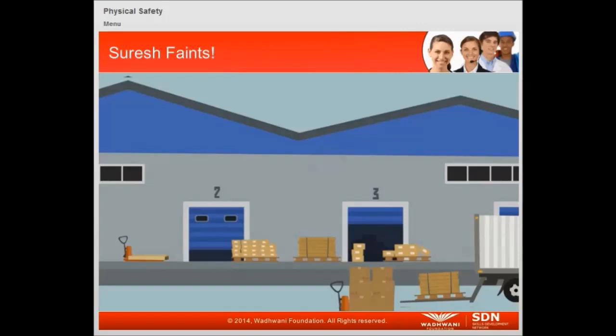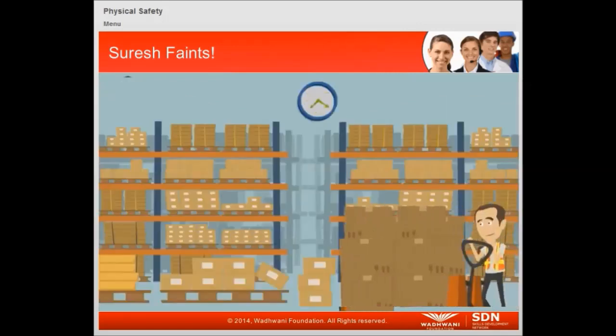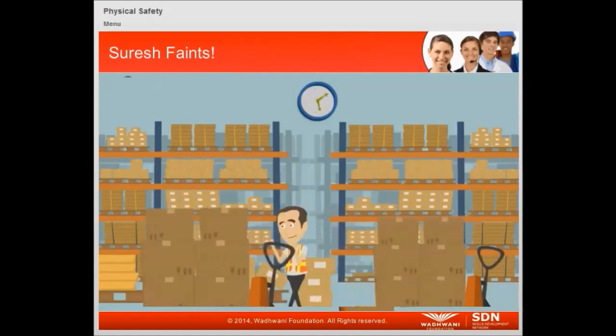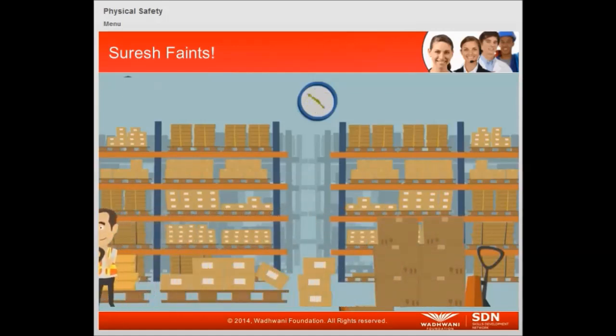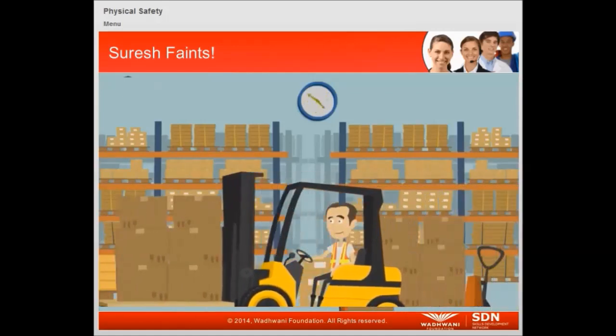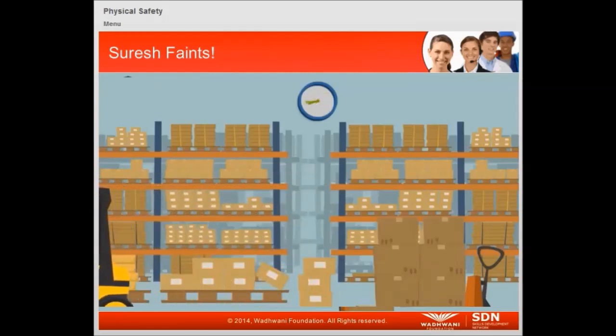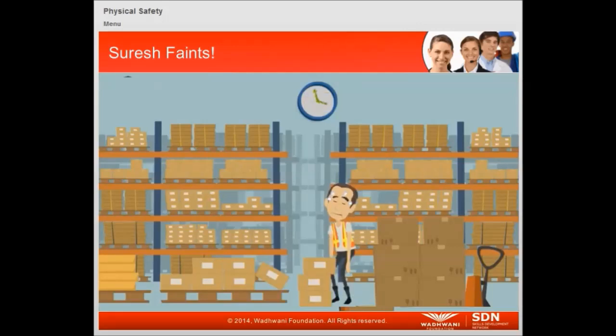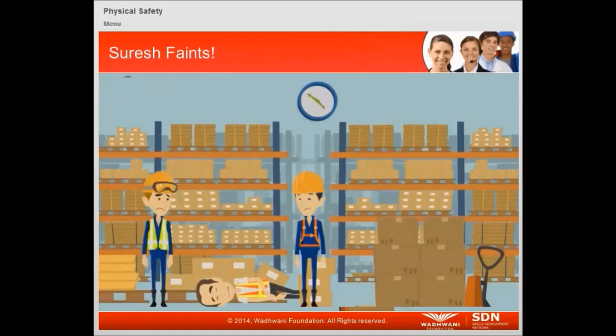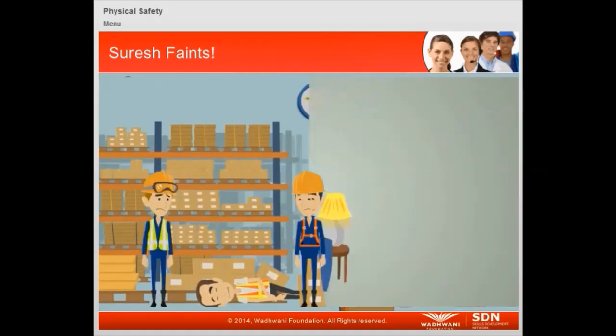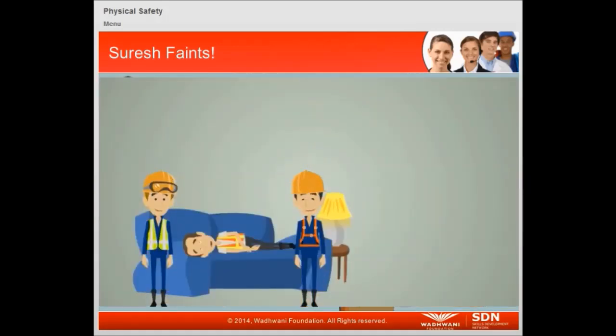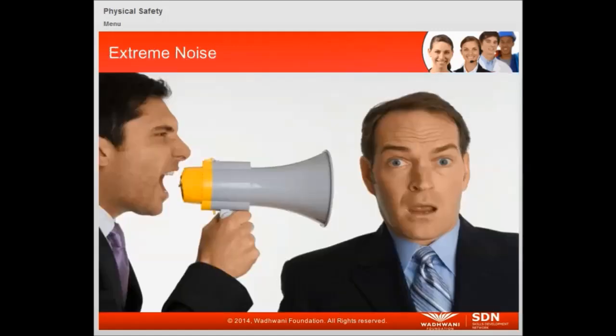Let us start with a scenario. Suresh works in a powerloom factory. The temperature in his work area is 39 degrees Celsius. Suresh was working in the hot environment for more than an hour without taking a break. As he was working, he was sweating profusely. Suddenly, he fainted. His colleagues rushed to his aid and shifted him to the rest area for medical assistance.